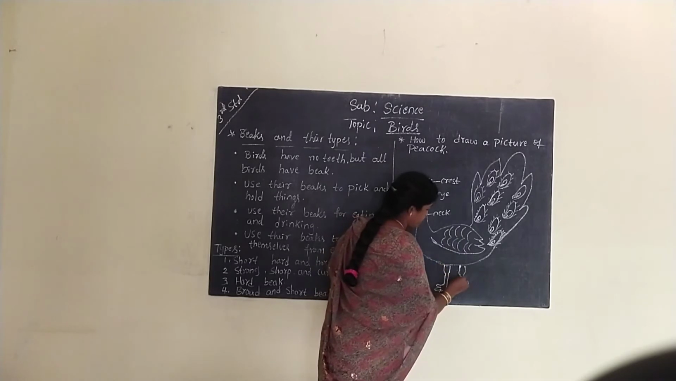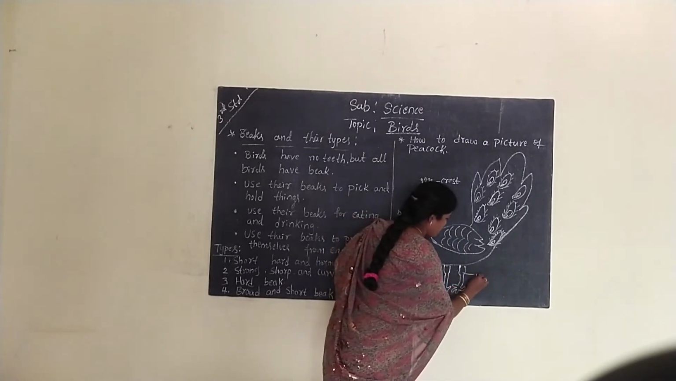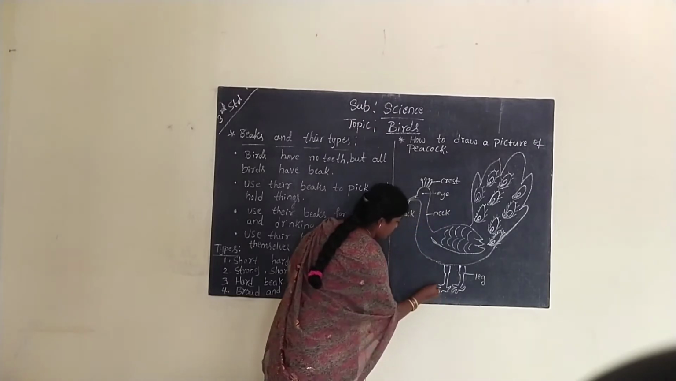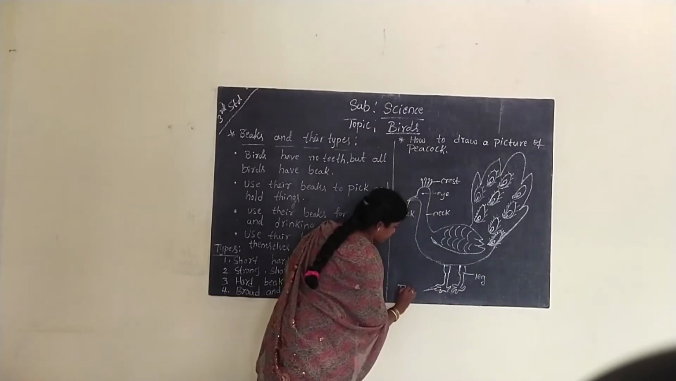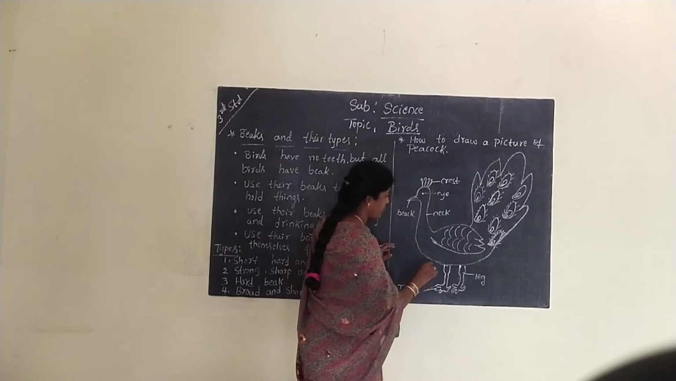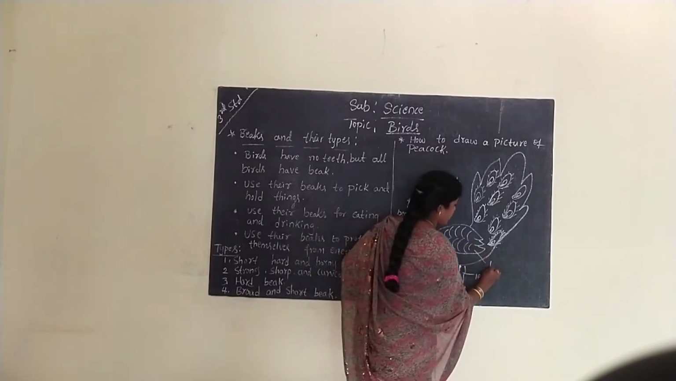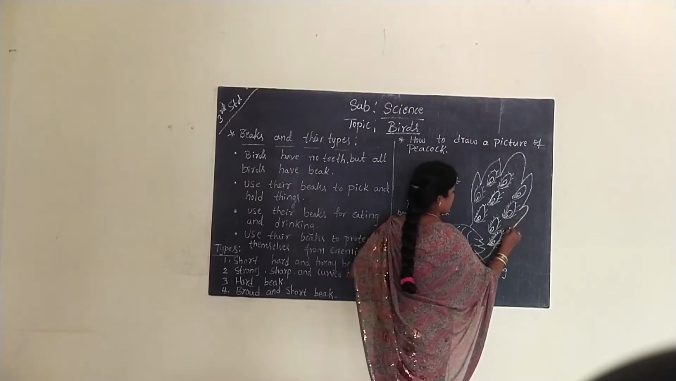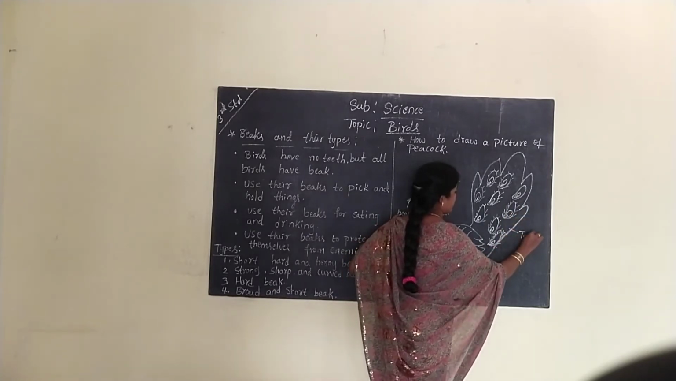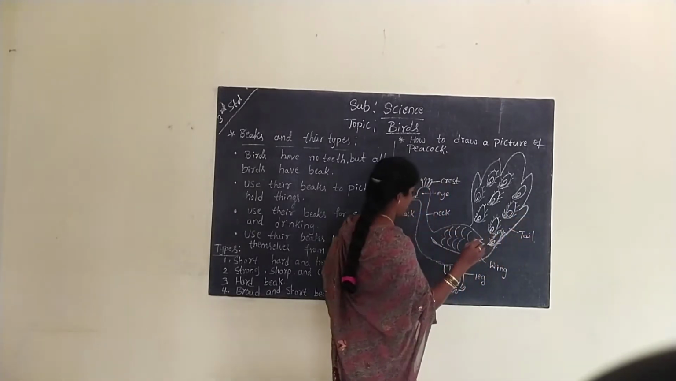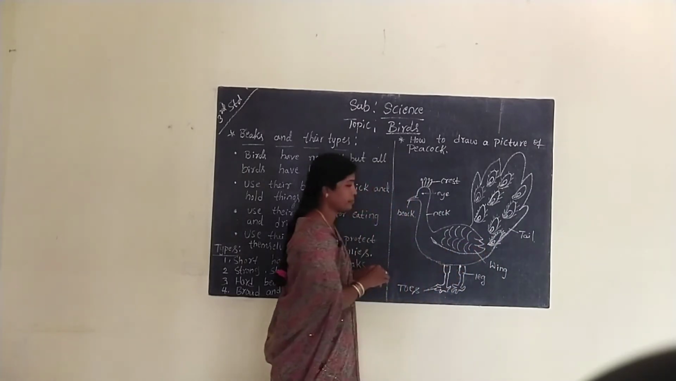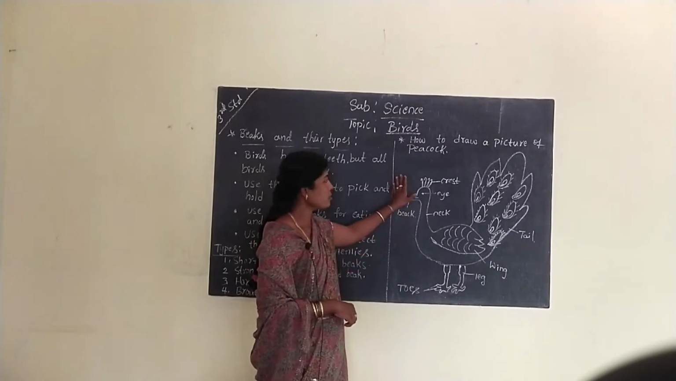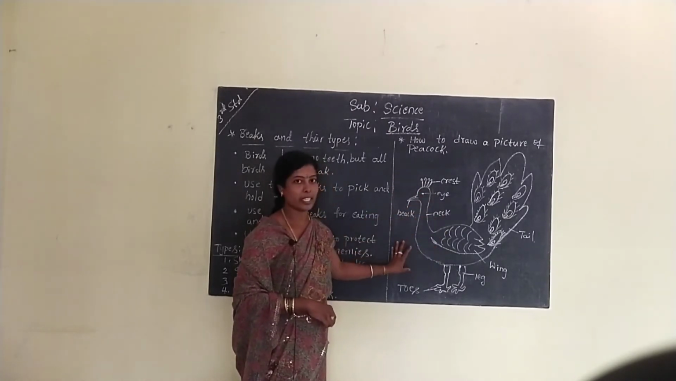And then the leg. And these are toes. And this is the wing. And this part is the tail. Okay, children? Children, understand, all of you try to draw this picture at home.